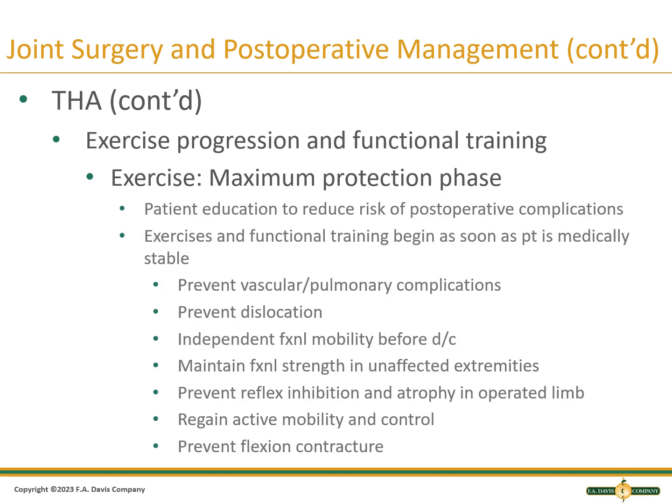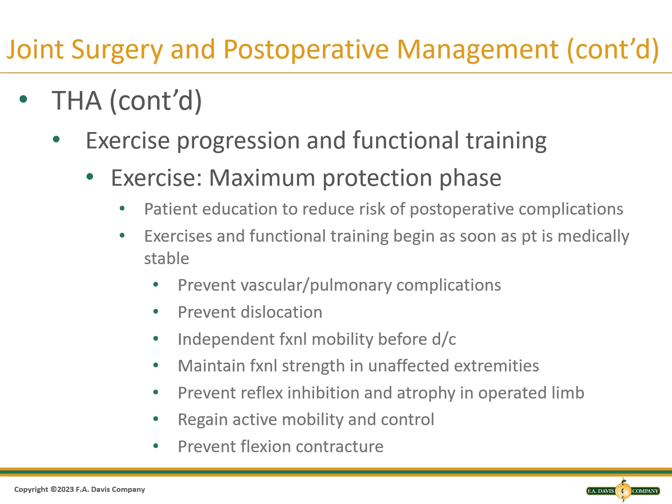During the maximum protection phase for these patients, we want to provide all that patient education that we just discussed, and also patient education to reduce the risk of post-operative complications, like teaching them to get up and move safely, but also muscle pumping exercises to decrease the risk of DVT. Exercises and functional training should begin as soon as the patient is medically stable so that we can prevent vascular and pulmonary complications. We want to make sure that we prevent dislocation of the newly inserted prosthesis by complying with all of our precautions and promoting the muscular stability around the joint with isometric exercises.